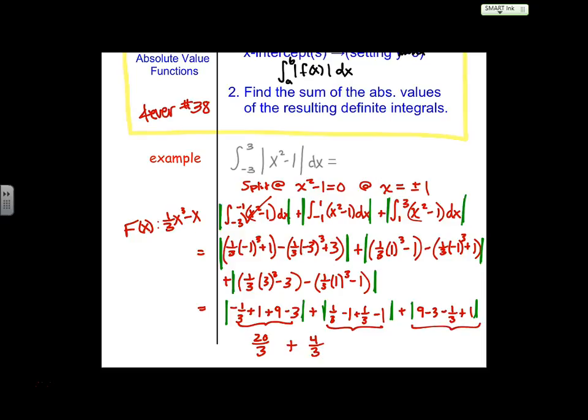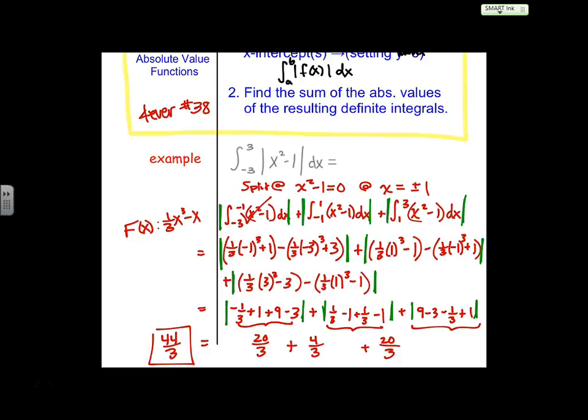Then our last one. 9 minus 3 is 6. 6 plus 1 is 7. 7 minus a third would once again be 20/3. Is anybody double checking me with the calculator? I think my final answer would be 44/3, which is 14 and 2/3. 14.666. Make sure you have an absolute value. Go calculator. I got 14.66666.